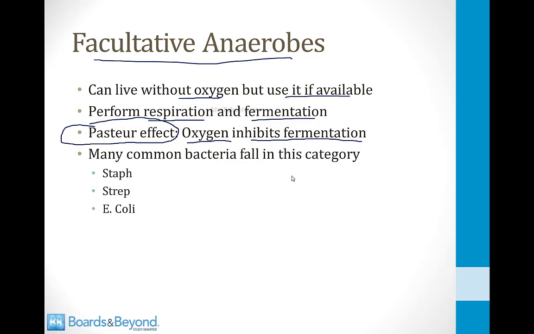And many common bacteria fall into this category of facultative anaerobe. This includes staph and strep and E. coli and a lot of common bacteria.